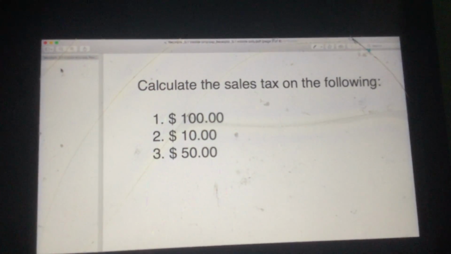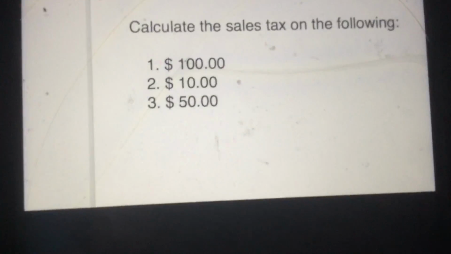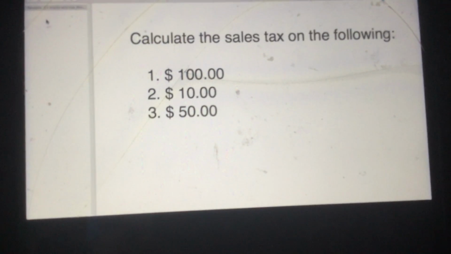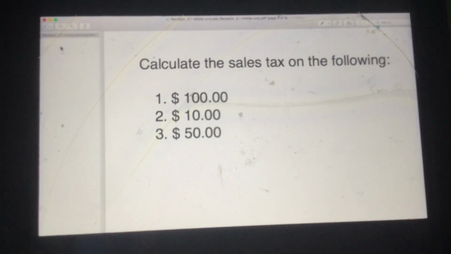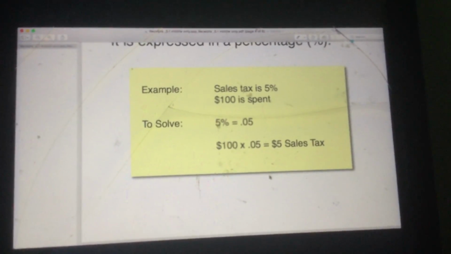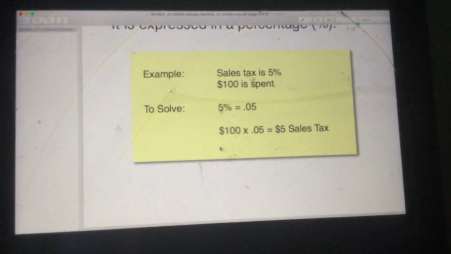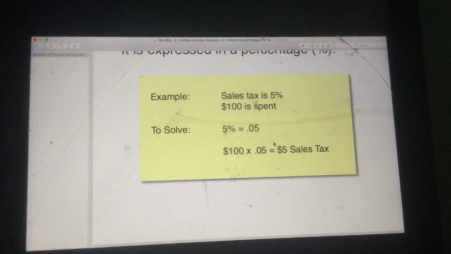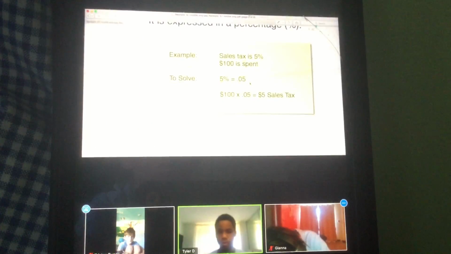Yes, we're calculating the sales tax. The sales tax is 0.05. It's 5%. So what you're going to do is take $100, multiply it by 0.05, just like we did here. This is the answer to the first problem. Tyler, do you see that? See how I put that on the screen? I showed you how I did it.